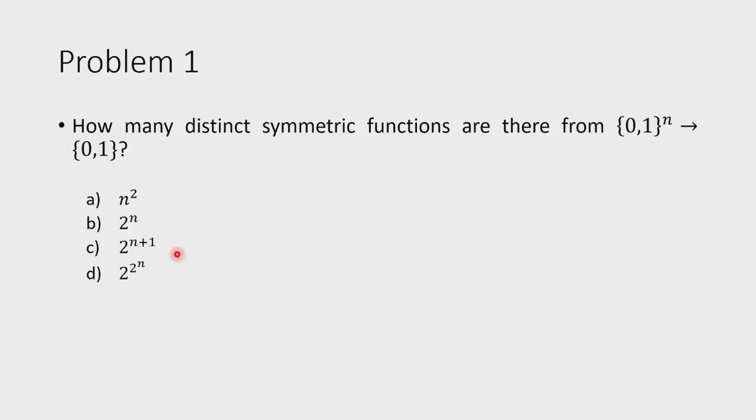So now let's move to the problems. The first problem is, how many distinct symmetric functions are there from {0,1}^n to {0,1}? The options are n square, 2 to the n, 2 to the n plus 1, and 2 to the 2^n. So would you like to guess the answer to this, or do you know the answer to this question? Okay, so the answer to this is 2 to the n plus 1.